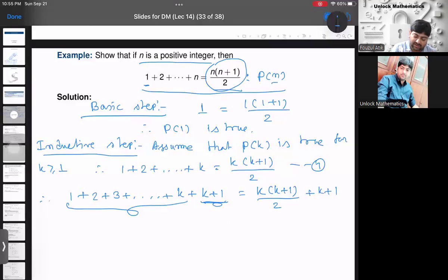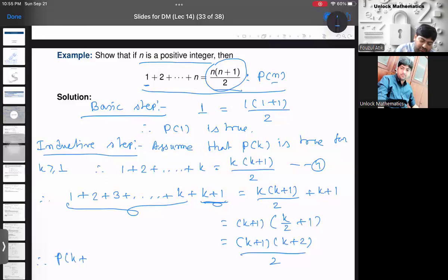Now k plus 1 is a factor. So I am taking k plus 1 common. So it is k by 2 plus 1, and this is equal to k plus 1 into k plus 2 divided by 2. But look at that, this is same as k plus 1 into k plus 1 plus 1 by 2. So what it says, therefore you have Pk plus 1 is true. So this is true. But when you have taken the help of Pk, so that is there.